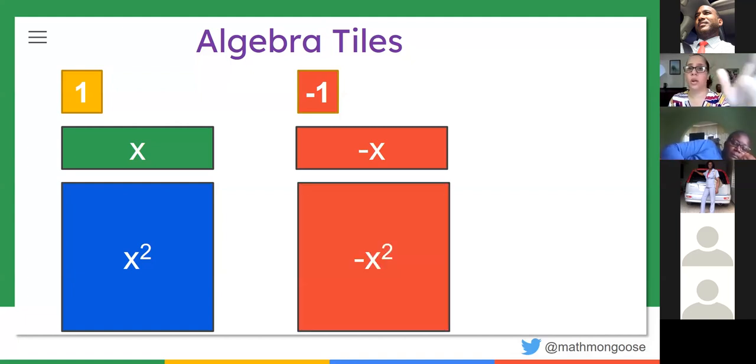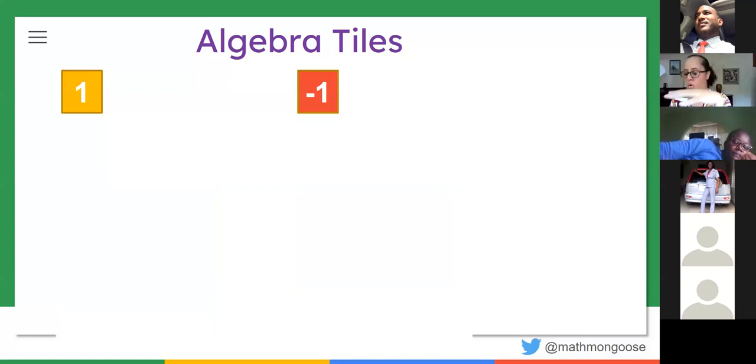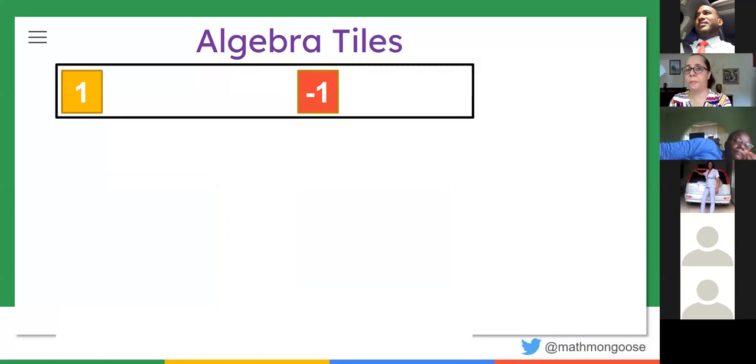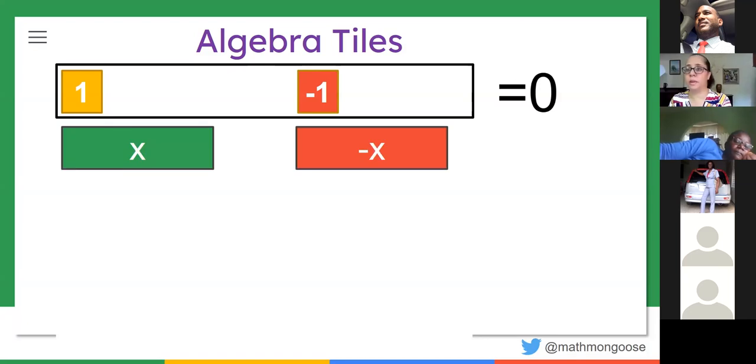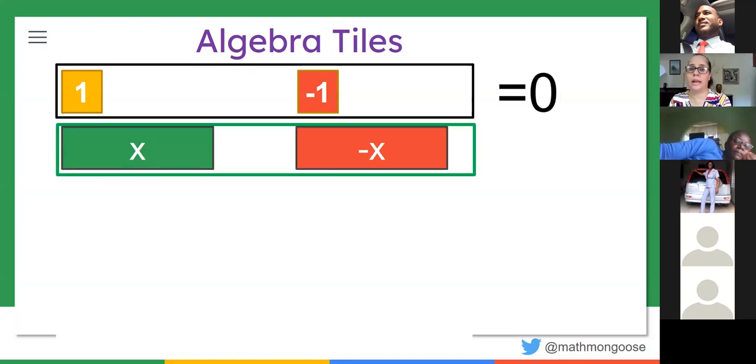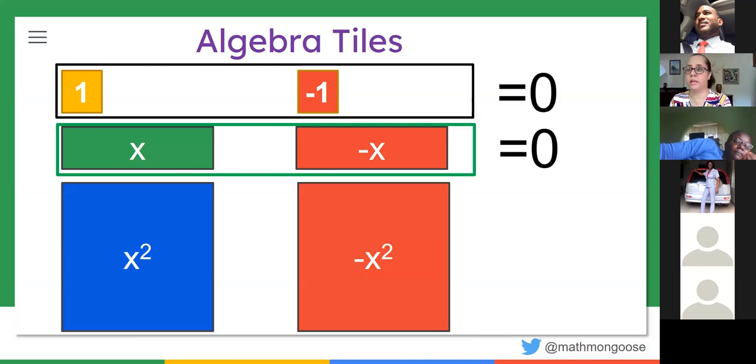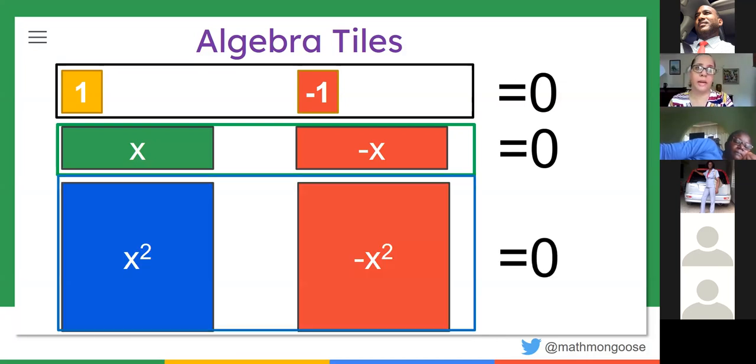So what you have is the tiles in color, and the negatives of the tiles are in red. Another understanding that you have to get the children to grasp before we move on to algebra tiles is a concept called zero pairs. A positive one and a negative one is going to equal 0. Students can understand that. Therefore, x minus x is equal to 0, and x squared minus x squared is equal to 0. This is a concept that they must understand before we start using algebra tiles.